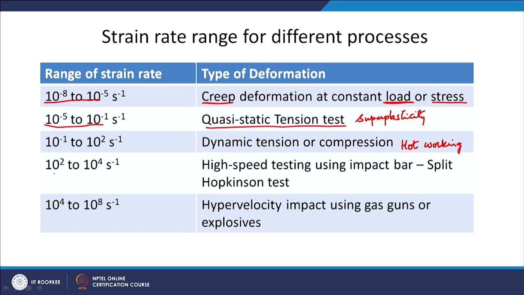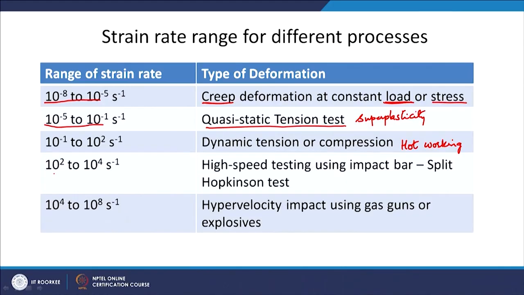As I was telling you in the beginning, empirical equations are usually made for a particular strain rate range. So, these are the ranges. I will be developing a different constitutive equation for creep deformation, another constitutive equation for superplastic deformation for example, another type of constitutive equation for a hot working kind of problem, and even another constitutive equation for the higher strain rate range 10 to the power 2 to 10 to the power 4. So, for different strain rate ranges, depending upon what kind of actual deformation mechanism is taking place in the material, you will be developing a different set of constitutive equations. So, this is how I can find out the strain rate range.